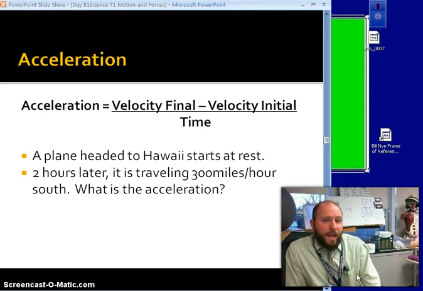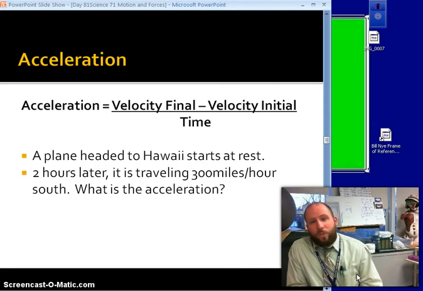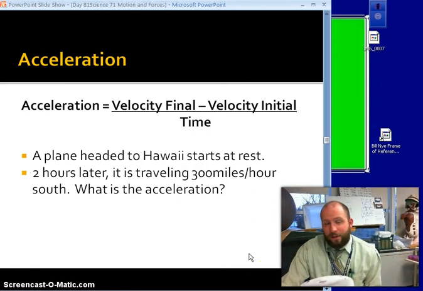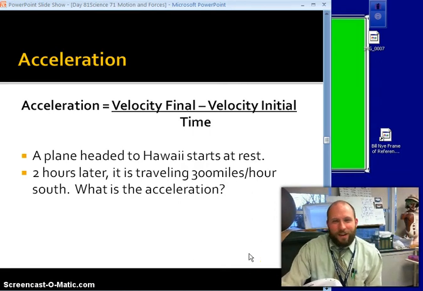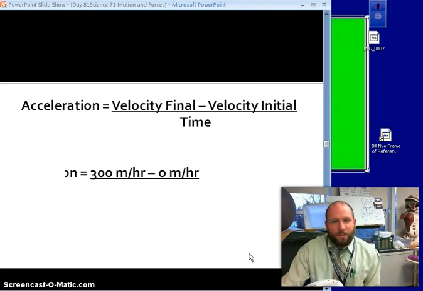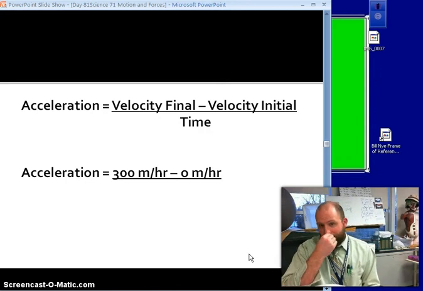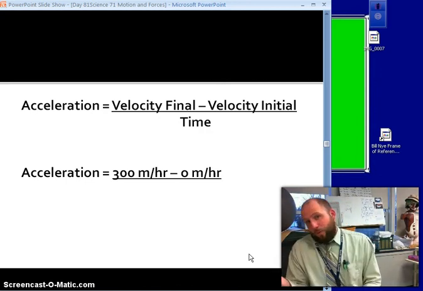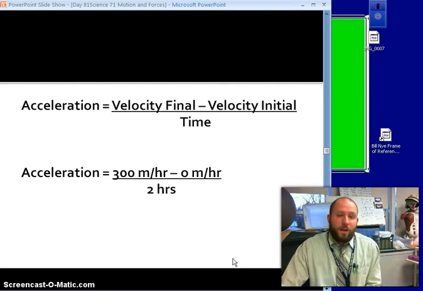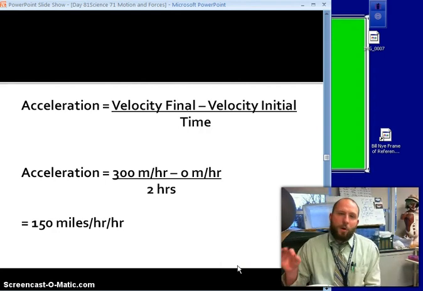So let's try it again. A plane headed to Hawaii starts at rest. 2 hours later, it's traveling 300 miles an hour south. What is the acceleration? Well, we should remind ourselves to keep in our mind that we have to find the final velocity, the initial velocity, and the time. And so we'll start off with a notion here of getting 300 miles per hour. That's our final velocity. And our initial velocity is 0 because it was at rest. That's how it started. How long did that take? It took 2 hours. So, what's going to be our acceleration? Our acceleration is going to be 150 miles per hour.